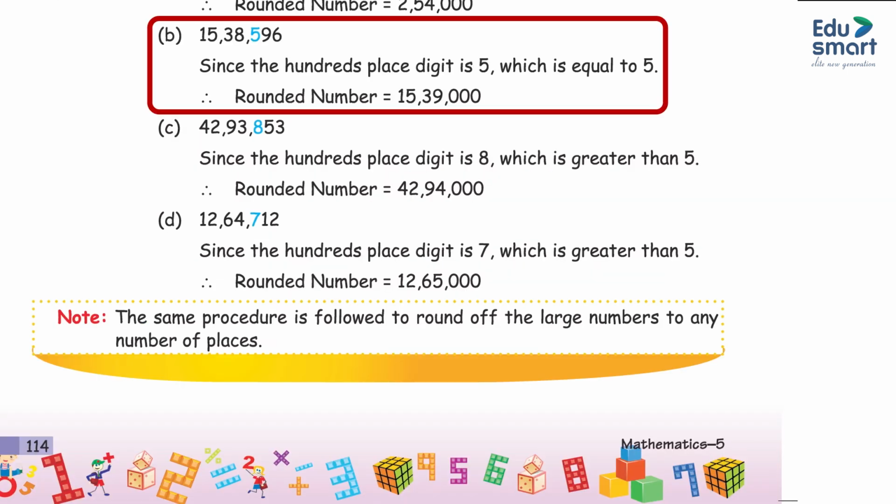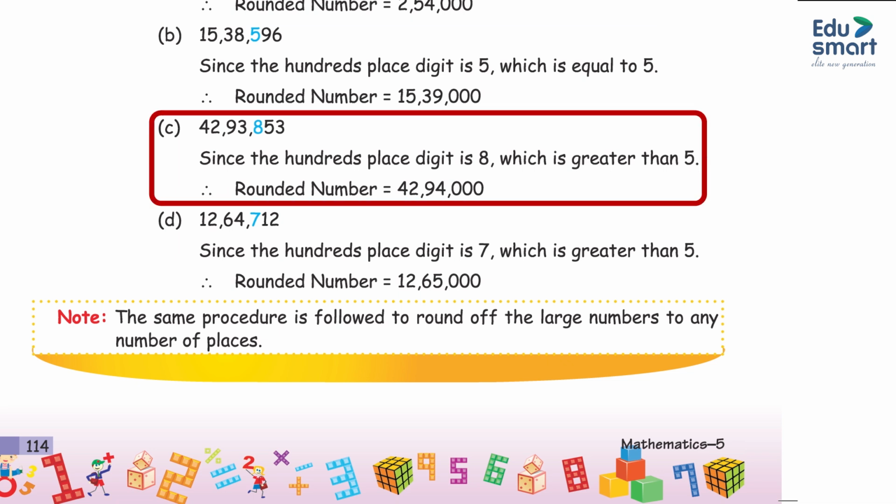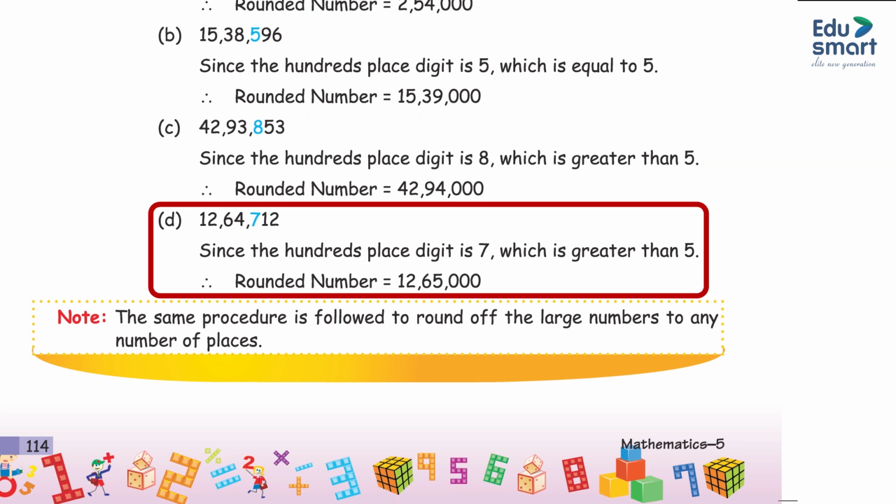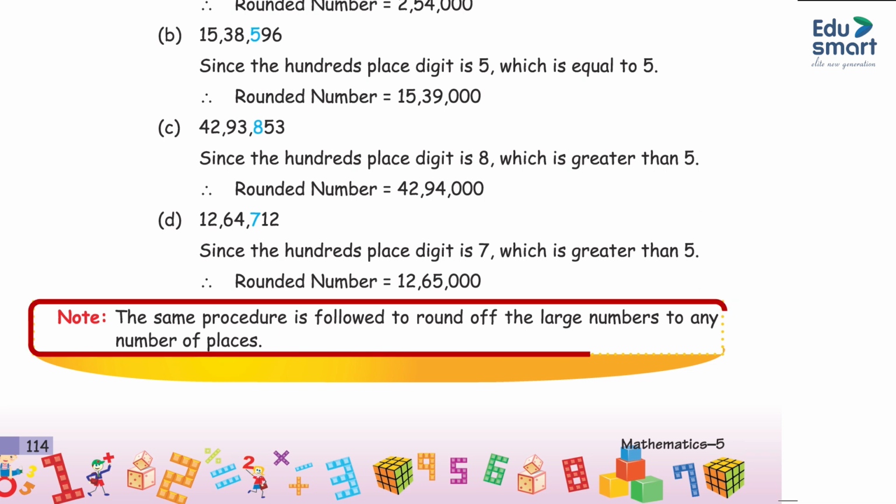B. 1538596. Since the hundreds place digit is 5, which is equal to 5, rounded number is 1539000. C. 4293853. Since the hundreds place digit is 8, which is greater than 5, rounded number is 4294000. D. 1264712. Since the hundreds place digit is 7, which is greater than 5, rounded number is 1265000. Note: the same procedure is followed to round off large numbers to any number of places.